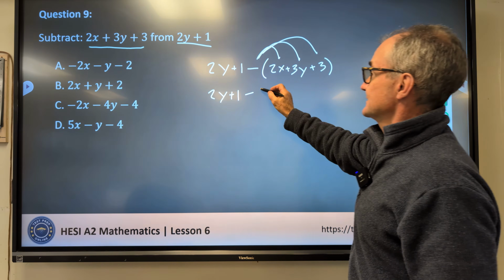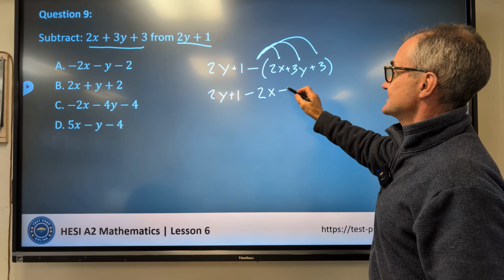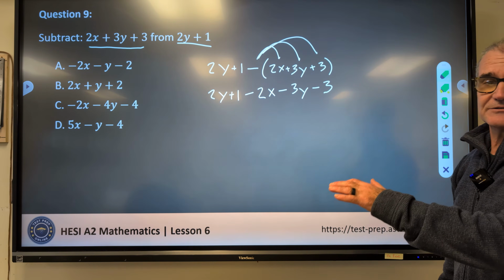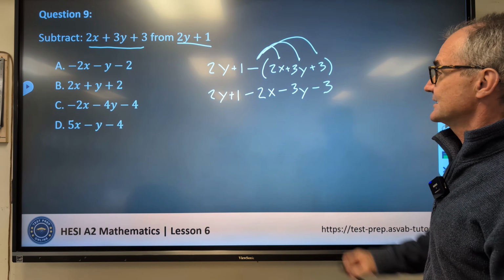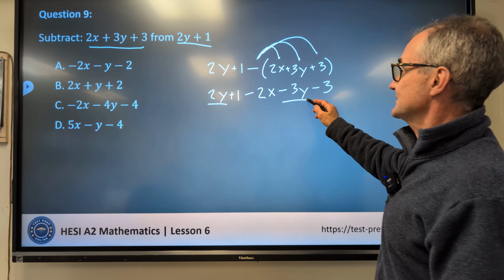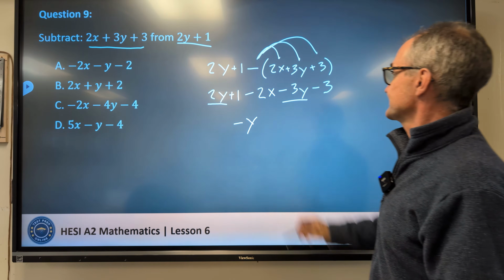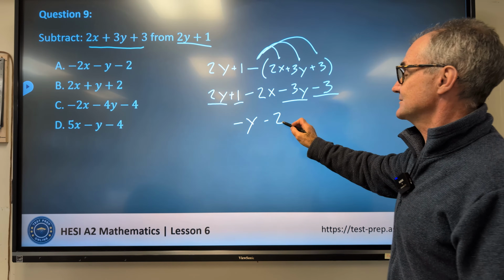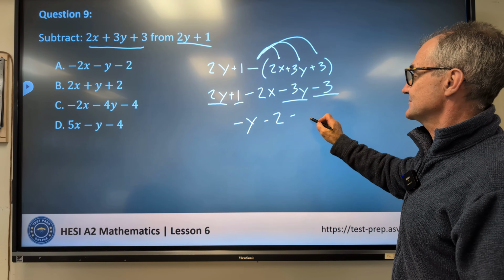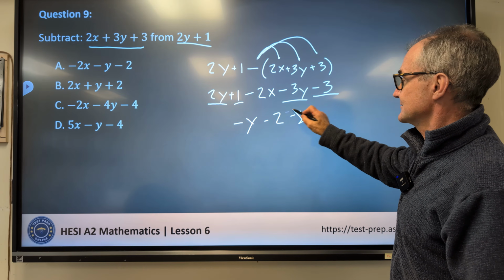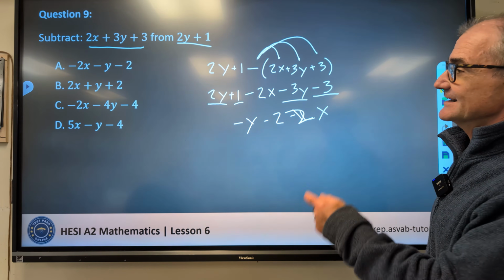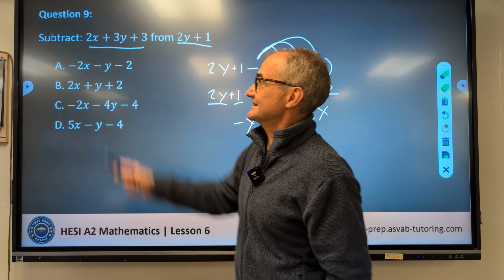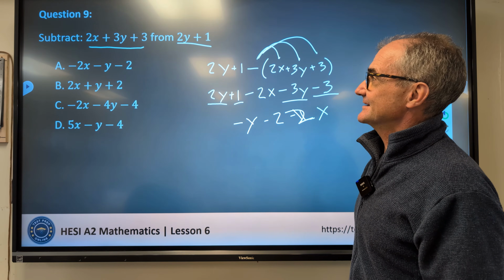So minus 2x minus 3y minus 3. Now that I have singular terms, I got to combine all my similar terms. Here's a y, and minus 3y will give me a negative y. I have a 1 minus 3, which will give me a negative 2. There's no other term like that, so negative 2x. So I got a negative y, a negative 2, and a negative 2x. So the correct answer is answer A right there.